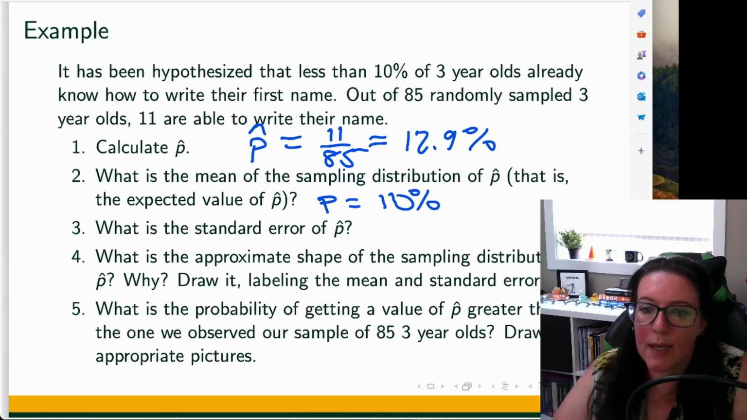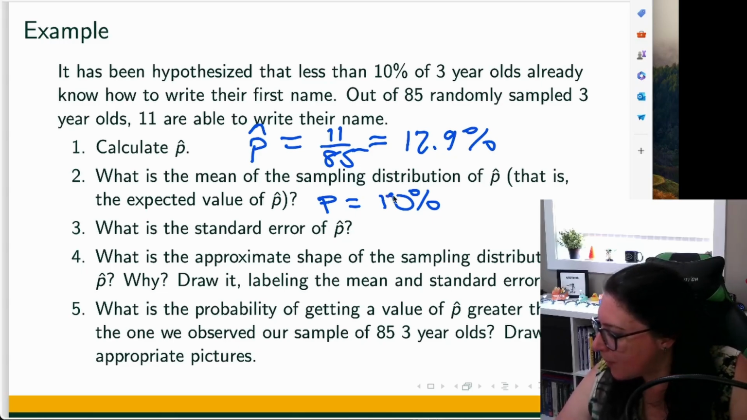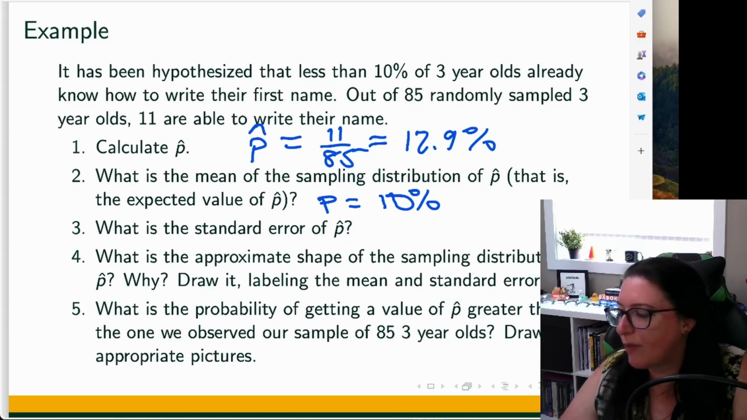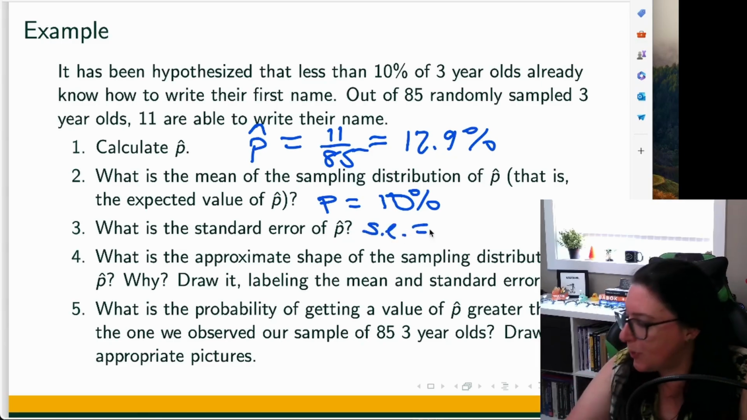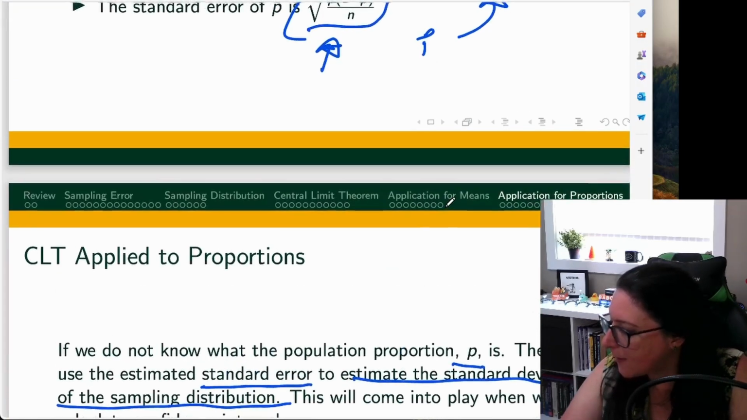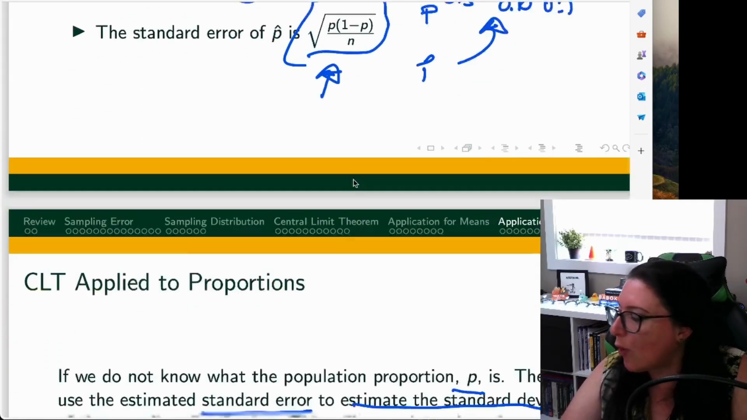And what we're looking at is the probability of that sample being in agreement or disagreement with that hypothesized population parameter. So the mean of the sampling distribution of p hat, the expected value of p hat, we think the population proportion is 10%. What is the standard error of p hat? Well, standard error is equal to, and we have this formula here, the square root of p times 1 minus p over n.